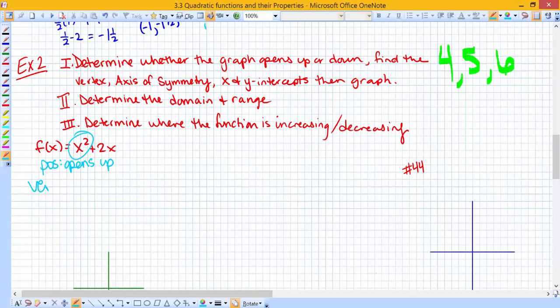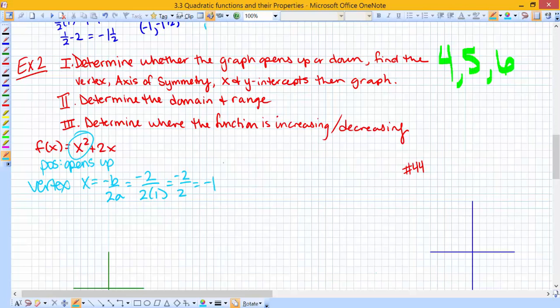So to find the vertex, we are going to use x equals negative b over 2a. And then we are going to plug that value in to find the y. So x equals negative b over 2a. Your a is 1 and your b is 2. So negative 2 over 2 times 1, which is negative 2 over 2, negative 1.